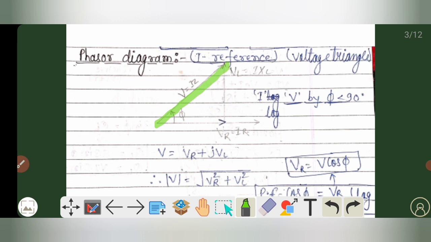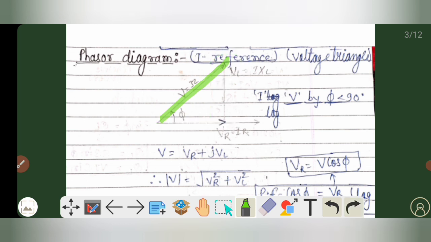As we join these two points to get the equivalent voltage, it equals I into Z, where I is the current and Z is the impedance. This is the overall voltage and this is the overall current. So as you can see here, the voltage leads the current by an angle less than 90 degrees.